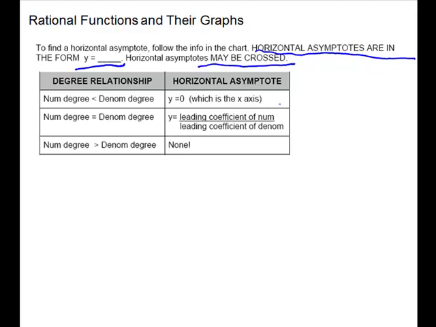Right? Case number 2: if the degree of the numerator is equal to the degree of the denominator, your y is equal to the leading coefficient of the numerator over the leading coefficient of the denominator. And the third case: if the degree of the numerator is bigger than the degree of the denominator, there is not a horizontal asymptote.